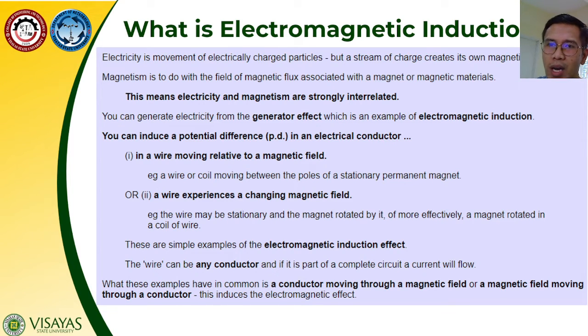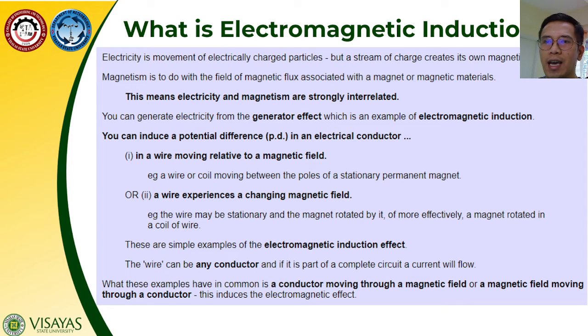Basically, we have two ways on how we can produce a potential difference, or PD. PD means potential difference, or by definition, the difference of electrical potential between 2 points in a wire or 2 points in a conductor. So if you have a wire, which is basically a conductor, and we detect the electrical potential, the difference between those 2 points is the potential difference. If potential difference is present, electric current will flow through your conductor.